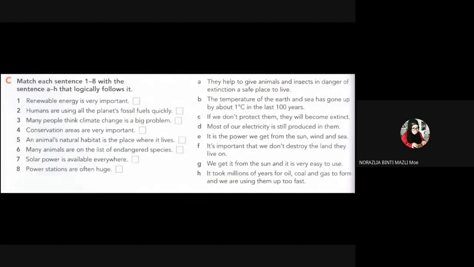Okay, last one. Match each sentence 1 to 8 with the sentence A to H that logically follows it. Yang ni lah yang mungkin susah sikit, tapi tak adalah susah sangat. Because when you think about it, for example number 1, renewable energy is very important. So, the sentence that logically follows it should be something related to renewable energy. Understand?